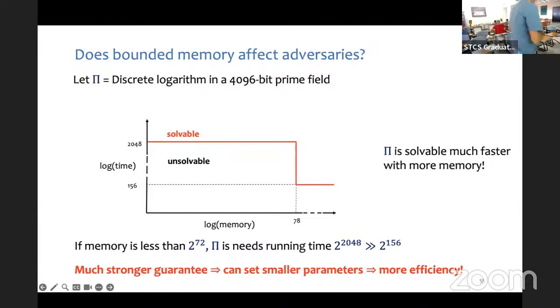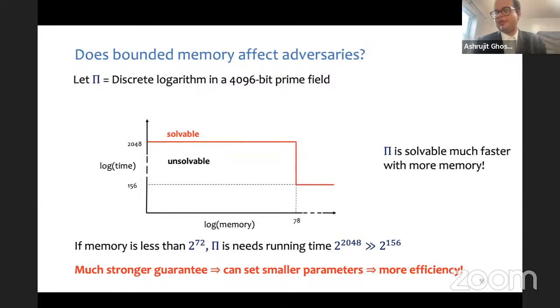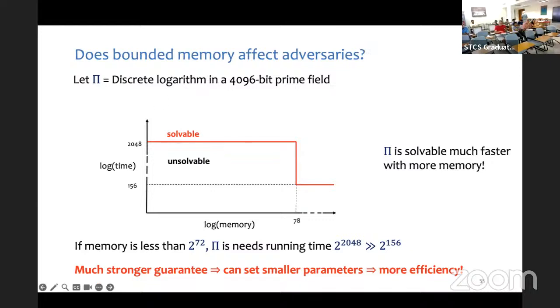So I'm curious, did it just happen that 78 is half of 156? Why is that? So this is the number... I don't know if you've heard of it. It's called the number field sieve algorithm. It's essentially some variant of NFS which solves this. And the running time is like squared of memory. I see. Okay.